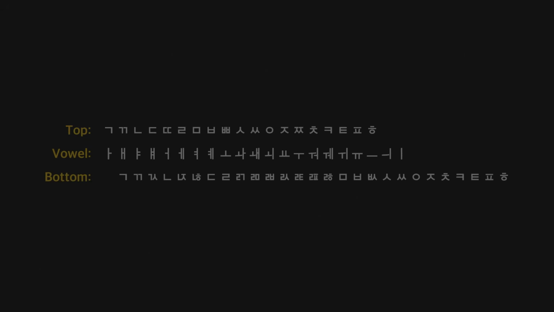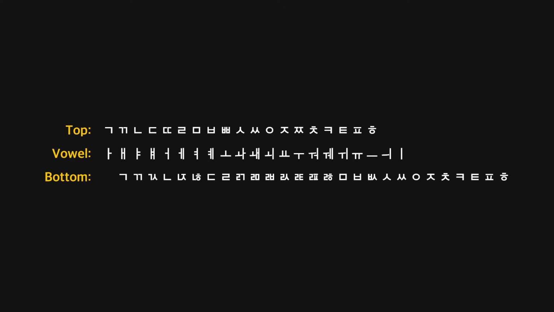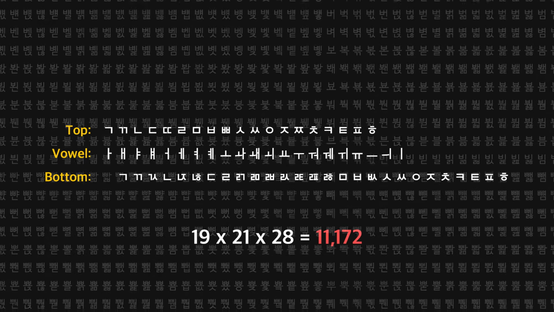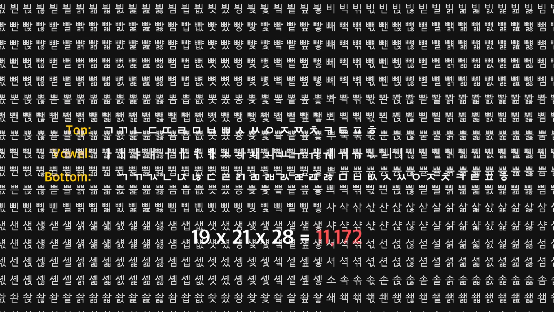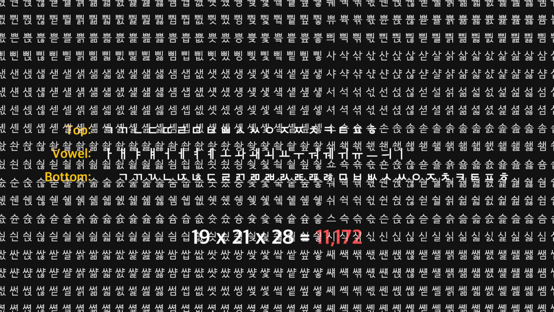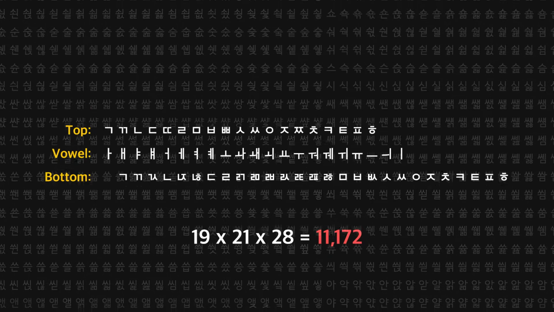After all, words are a series of characters put together, so how many Korean characters are there? It's actually quite a simple question to tackle. To recap, there are 19 top consonants, 21 vowels, and 28 bottom consonants. This becomes a multiplication problem. 19 times 21 times 28 is 11,172. This is the total number of characters that exist in Korean. No more, no less. Every single Korean word comes from these 11,000 characters.